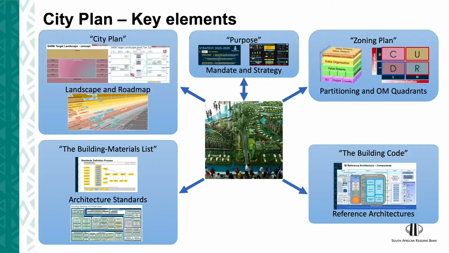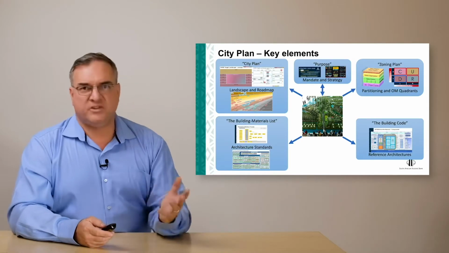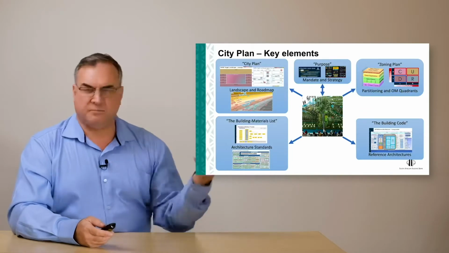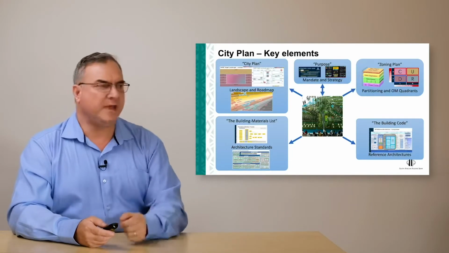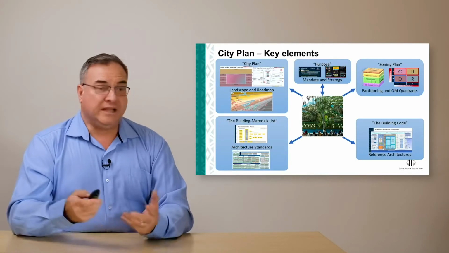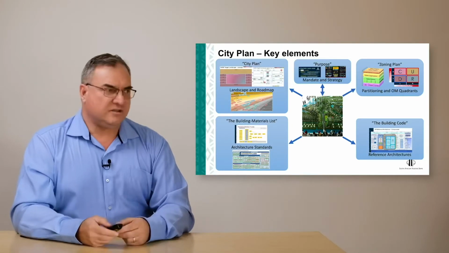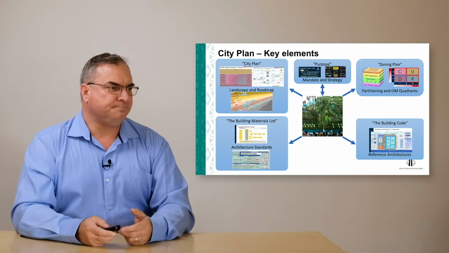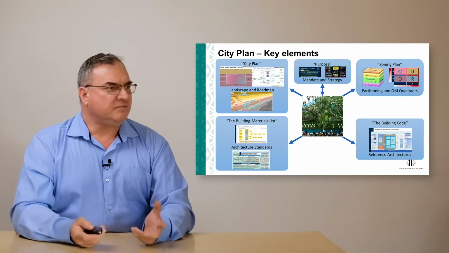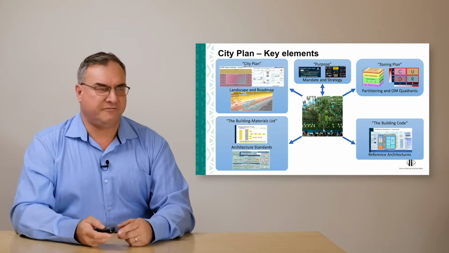So in summary, the components that make up our city plan analogy would be the purpose, speaking to the mandate and strategy; the city plan itself, the landscape, the baseline and the target with roadmaps; the zoning model for partitioning and the operating model quadrants; our building code or reference architectures with the patterns and guidelines; and finally the building material list made up of architecture standards. So I'm going to delve into a little more detail in some of these, especially some of the newer concepts that we've adopted that you may find useful or interesting to reference.